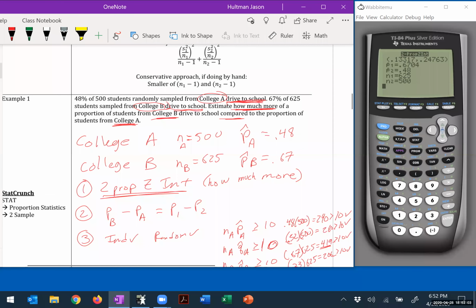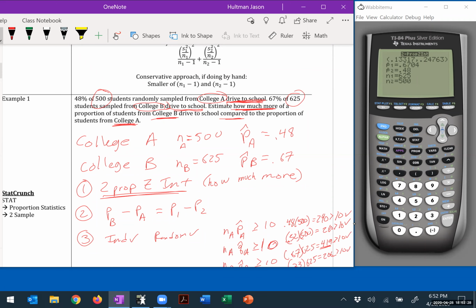It's easy to see that we have 48% of 500. That's a really large sample size, so that 48% is probably pretty accurate. And then at college B, we have 67% of 625. So what would you say? Yeah, 67% is probably going to beat out the 48%.